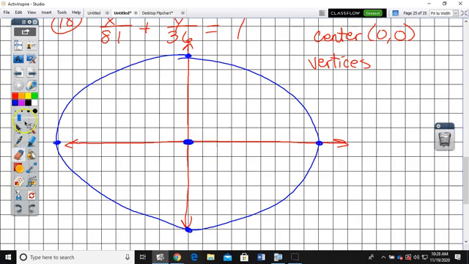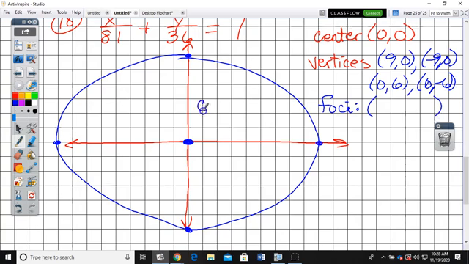All right, so what are my vertices? 9, 0, negative 9, 0, 0, 6, 0, negative 6. And for my foci, last thing, C is going to be the square root of 81 minus 36. Square root of 45.